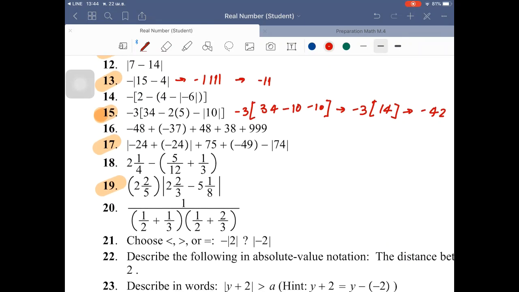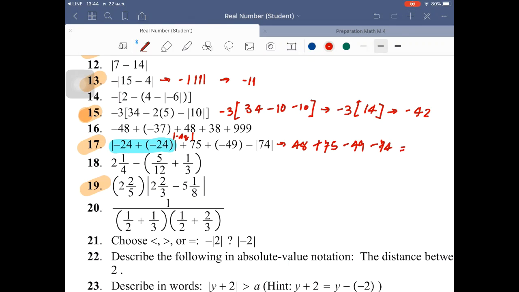Next one, question 17. Okay, simplify this one first. What do you get? You get absolute negative 48. So absolute negative 48 will be 48 plus 75 minus 49 and minus another 74, not 75. So the final answer will be 0 here.